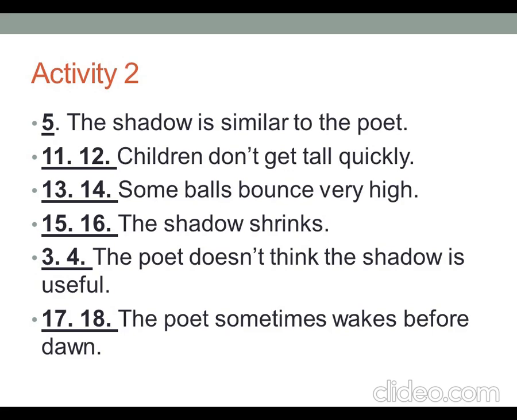Next we have the shadow shrinks. Shrinks, it gets too small. So the line is line number 15, "and he sometimes gets so little that there's none of him at all." It is line number 15 and 16. Next we have the poet doesn't think the shadow is useful. It comes in the beginning only: "What can be the use of him is more than I can see." It's more than what I think. I think there is no use of it. So it is line number 3 and 4.